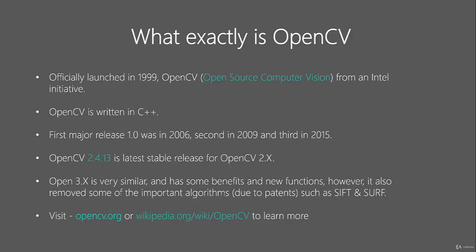array tool in Python. So the first major release of OpenCV was actually in 2006, and the second in 2009, and third just last year in 2015. Now, in this course, I will actually encourage you to use 2.4.13. It's actually very new. The latest release, I think, was just last year.